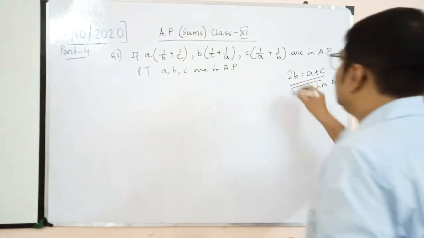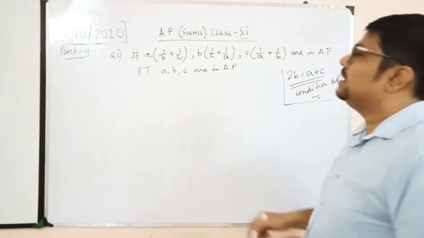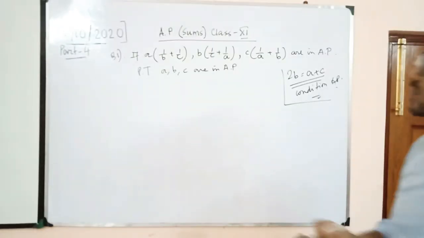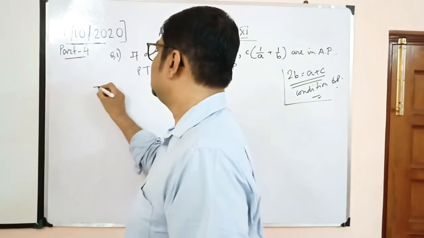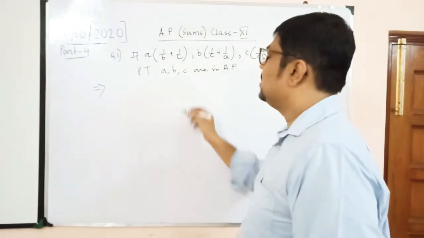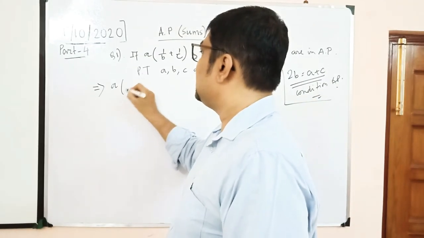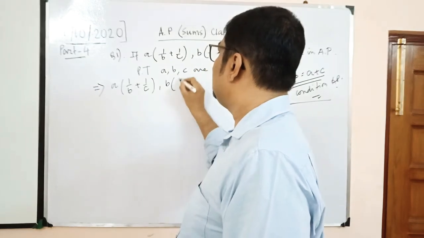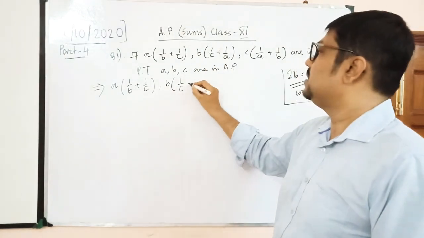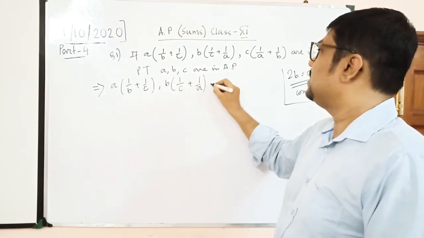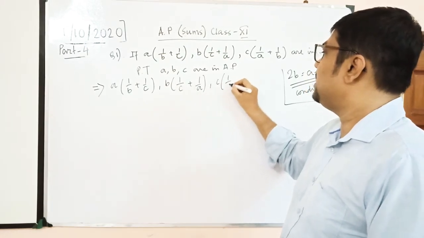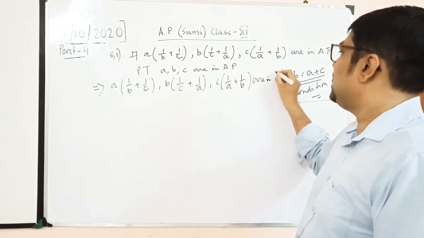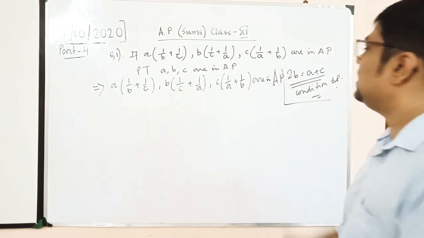But in this particular sum, if you follow this method it will be too long. So we do something different over here. What I do, I write this first: A into 1 by B plus 1 by C, then B into 1 by C plus 1 by A, then C into 1 by A plus 1 by B, are in AP. That is the question line only. So this is the first line I write.